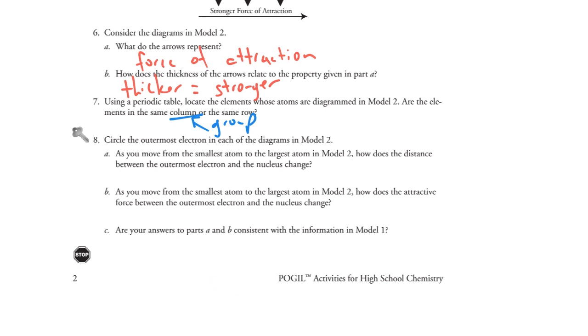As you move from the smallest atom to the largest atom in Model 2, how does the distance between the outermost electrons and the nucleus change? It increases. As those inner shells get full, the valence electrons have to be further and further away from the nucleus. As you move from the smallest atom to the largest atom, how does the attraction force change? It decreases, which makes sense with what we know about the impact of distance. That greater distance is going to lead to less attraction force. Are your answers consistent? I'm just going to say yes.